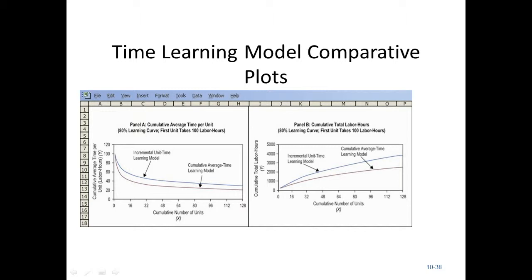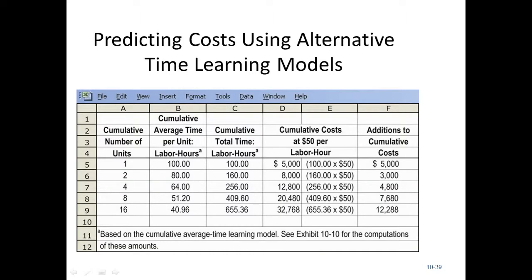And so assuming the learning rate is the same for both models, the cumulative average time learning model represents a faster pace of learning. How do managers choose which model and what percentage learning curve to use? They do so on a case-by-case basis. Engineers, plant managers, and workers are all a good source of information on the amount and type of learning actually occurring as production increases.